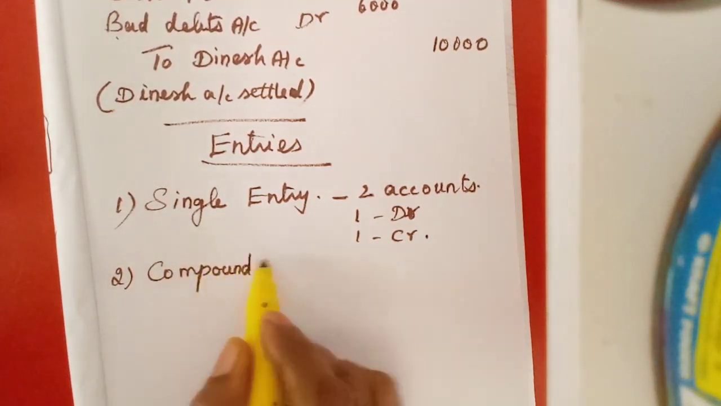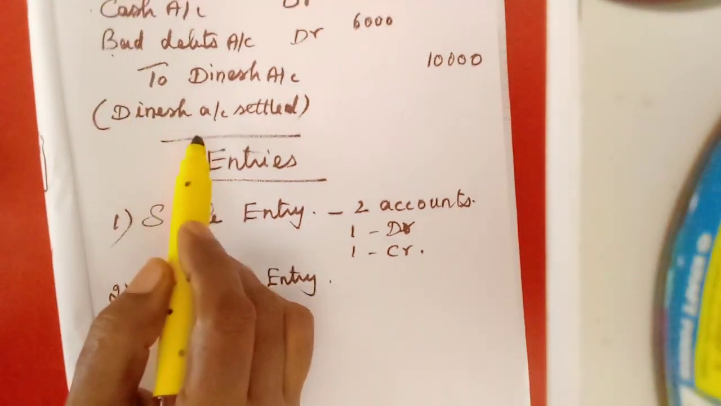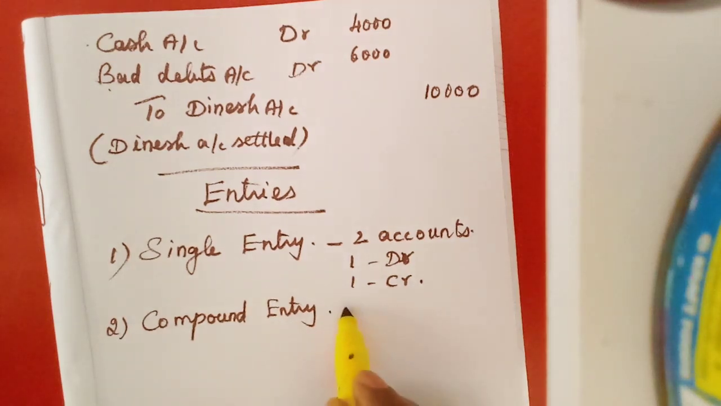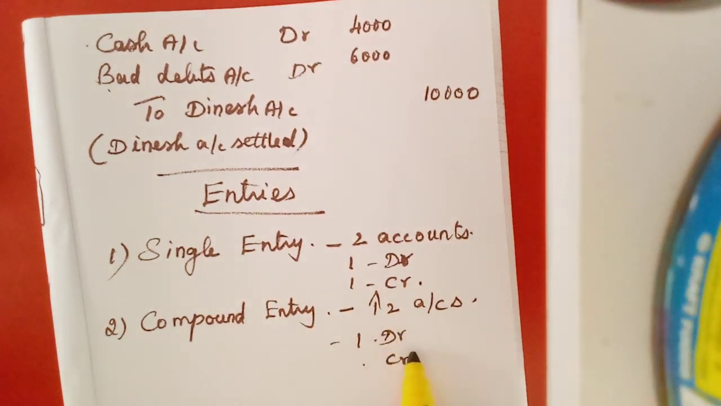Now you will understand. Compound entry is this one. Here in this compound entry, there will be more than 2 accounts, either one or 2 debit entries and one or more credit entries. Meaning more than 2, either 3 or 4 also we can have. In one entry, that is called compound entry.